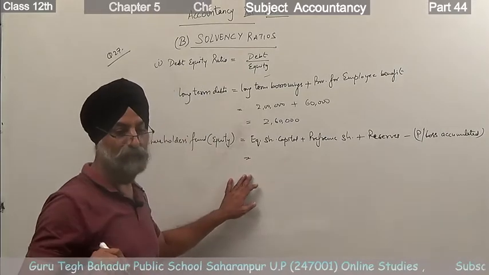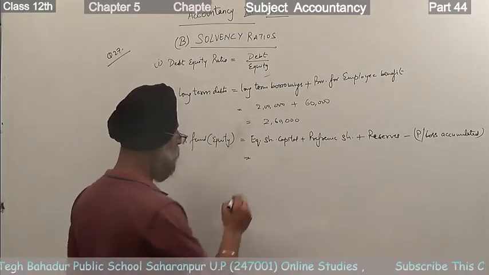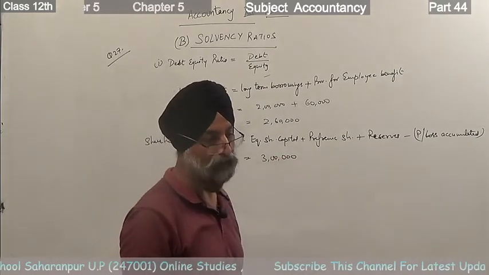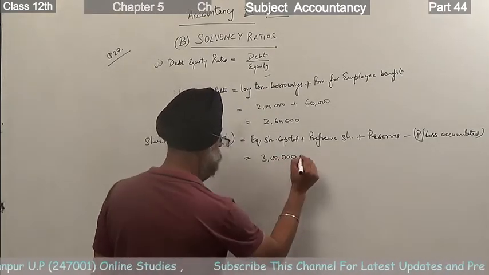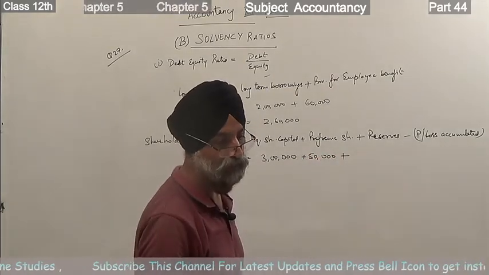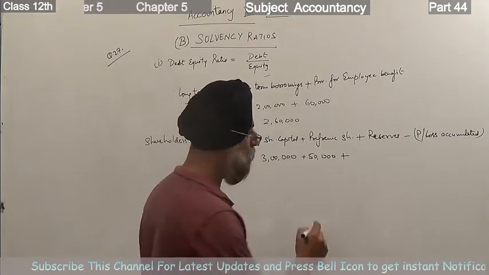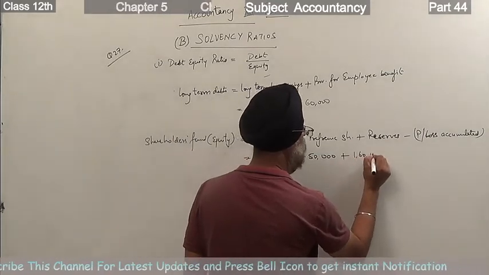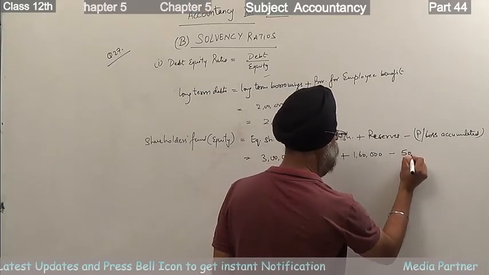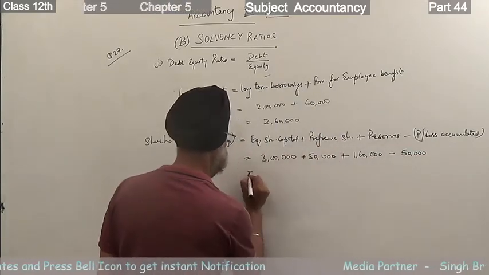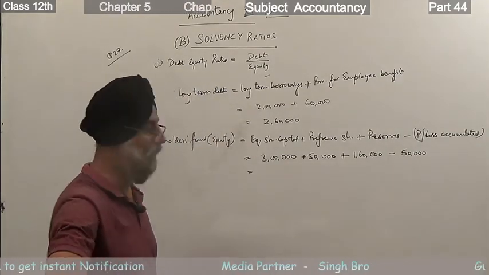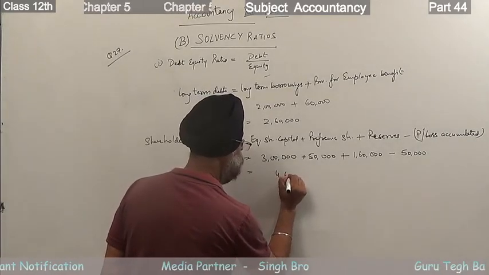Now equity share capital is rupees 3 lakh given, and preference share capital in the question is given 50,000, and reserves are given in the question rupees 1,60,000, and loss is given, so subtract this loss of rupees 50,000. In this way, shareholder fund, meaning equity, is valued at rupees 4,60,000.